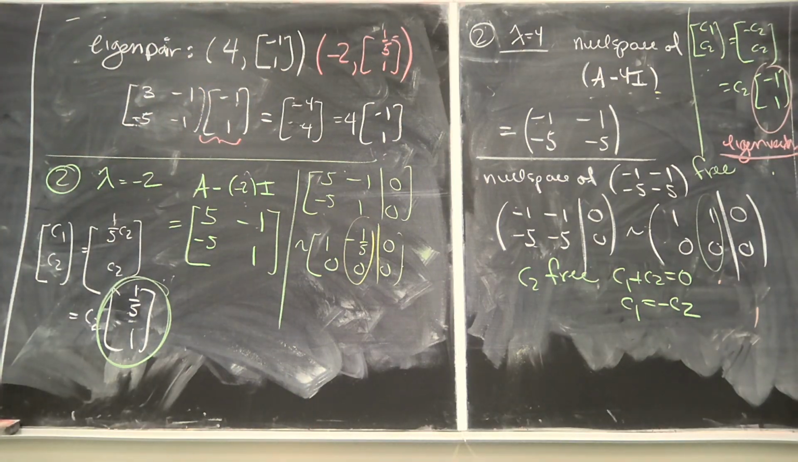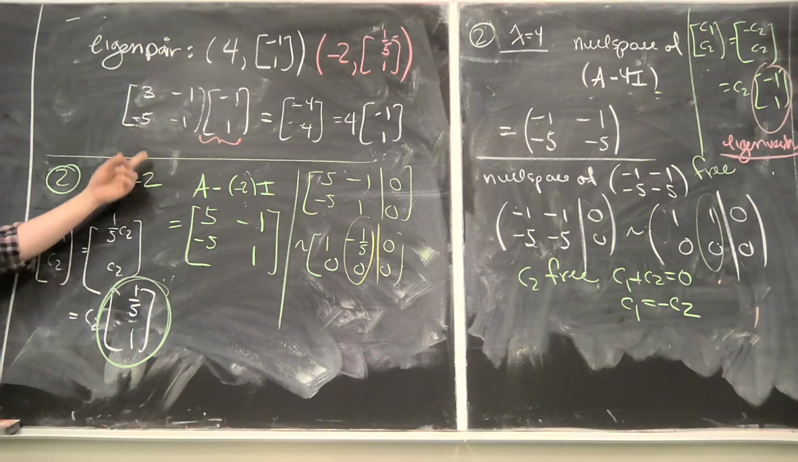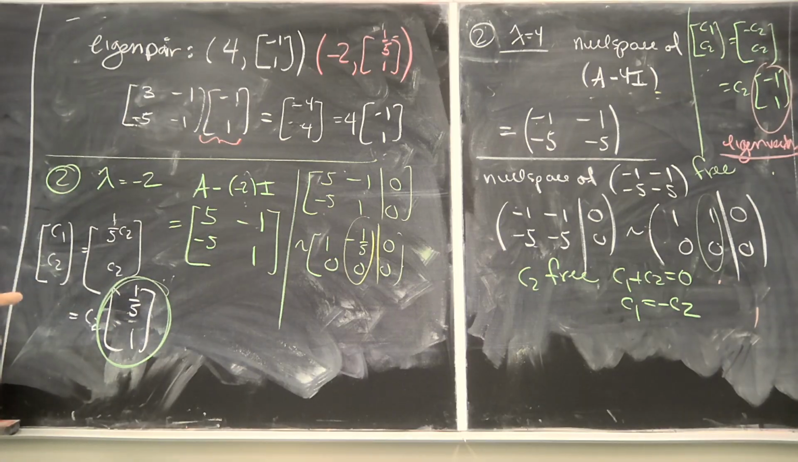And I want to observe here, any multiple of (1/5, 1) is also an eigenvector for the matrix. I can scale this any way I want. Remember, what an eigenvector geometrically says is, if I take that vector and I multiply it by this matrix, it comes out pointing the same way. So if I took that vector and I multiplied it by 5, it's still pointing the same direction. So it also will have its direction preserved. Every scalar multiple of an eigenvector is also an eigenvector.